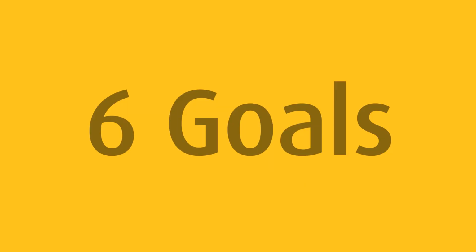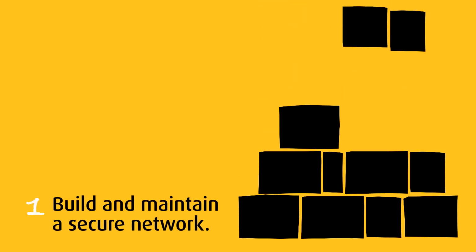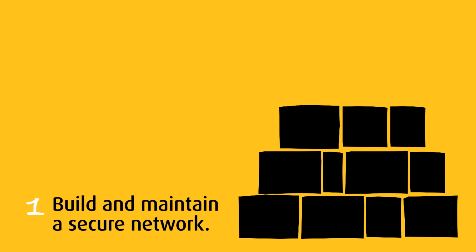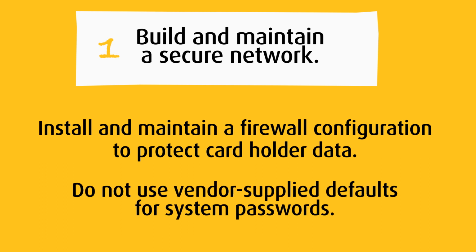In total, there are 6 goals you need to consider. Why build and maintain a secure network? Because it protects the virtual boundaries of your organisation. You can enhance your network security considerably by properly installing a firewall and by not using default usernames and passwords. Many of the data breaches that occur today are as a result of organisations that have a poorly configured firewall or failed to change default passwords.